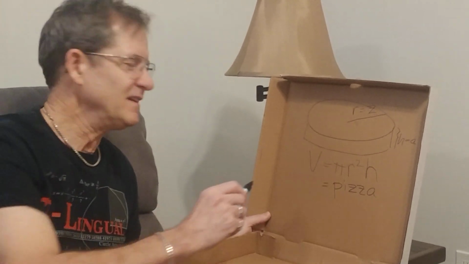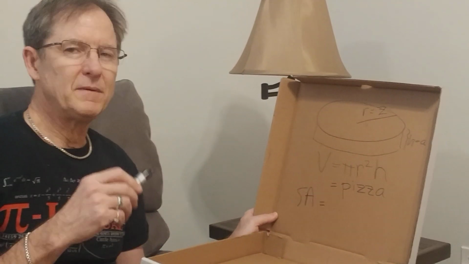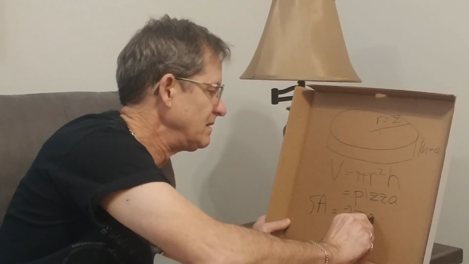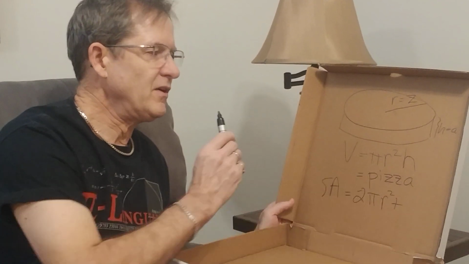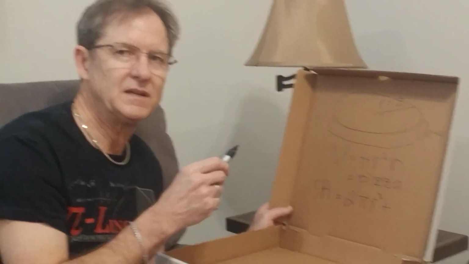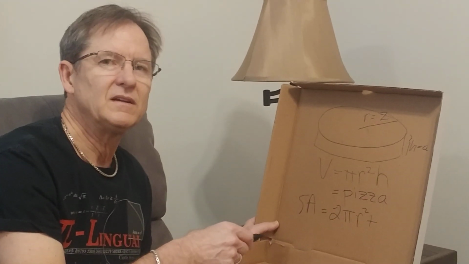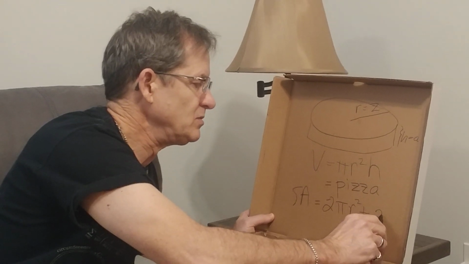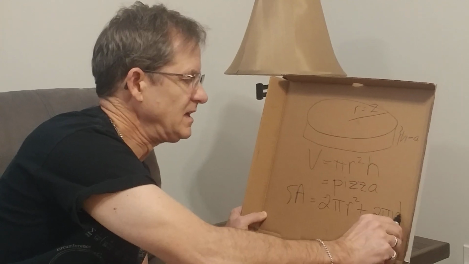What about the surface area? The surface area is top and bottom, 2 circles, so 2 pi r squared plus the area around the side of the pizza. Imagine a can. If you were to cut the label and lay it flat, what shape would it take? A rectangle. The length would be the circumference of the circle, so 2 pi r times the height, h.